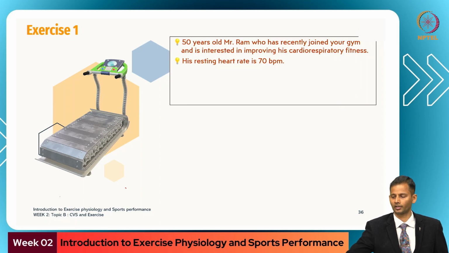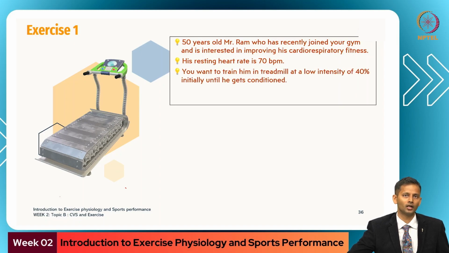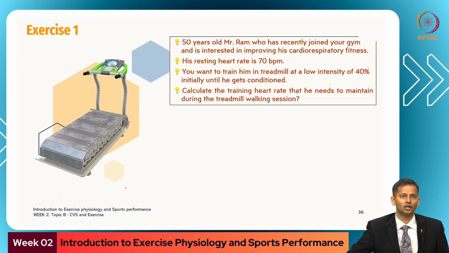You had assessed it, and thereafter you wanted him to train at a low intensity of 40% only initially, because he is just a beginner and first you want to condition him, and thereafter prescribe a higher intensity exercise, considering his age as well. So how do you calculate what should be the training heart rate? Because he says, I have a smartwatch, so you tell me how much should be the heart rate with which I have to train. How much should be the training heart rate that he needs to maintain during the treadmill walking session? Can you give that?